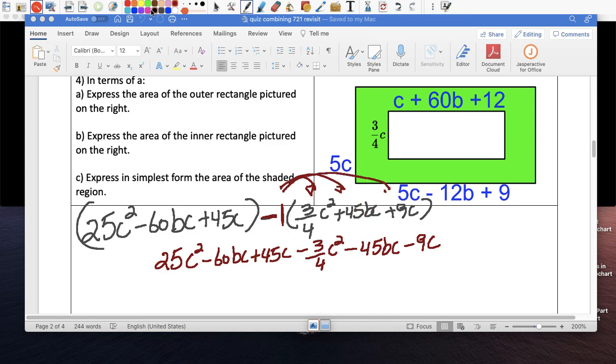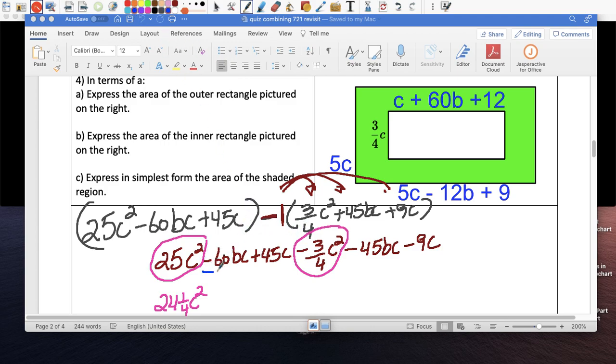Combine like terms. Anything with a c squared, there's one over here and there's one over here. Well, 3/4 is 0.75, right? So 25 minus 3/4 is actually 25 minus 0.75, which gives us 24 1/4, or 24.25c squared. Done.